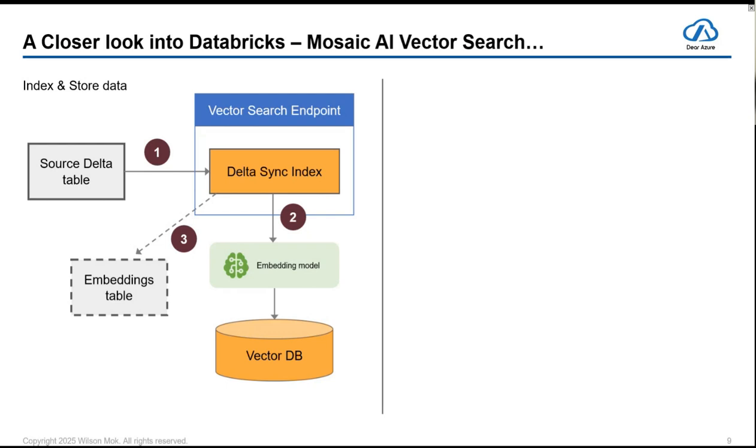For more information, you can check out Microsoft Learn for Azure Databricks for the vector search itself. I'll also paste that link into the chat here for you to have a look at, if you are interested in learning more about the three different types of vector search.